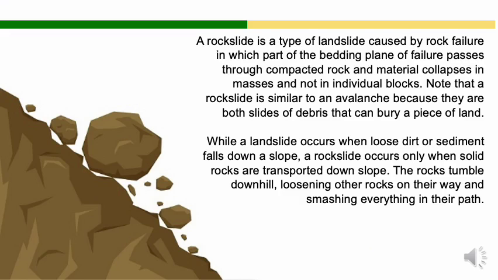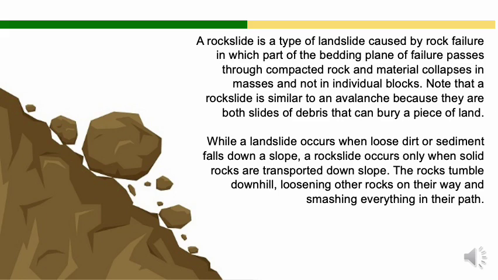A rockfall landslide or a rock slide is a type of landslide caused by rock failure in which part of the bedding plane of failure passes through a compacted rock and the material collapses in masses and not in individual blocks. Note that a rock slide is similar to an avalanche because they are both slides of debris that can bury a piece of land.